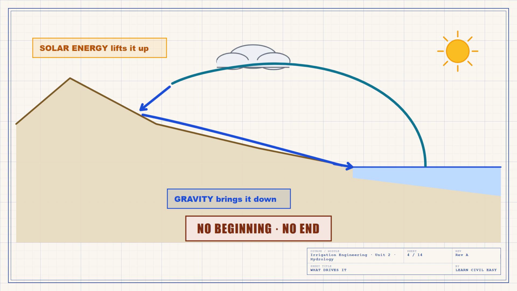What changes is where the water is and when it is there, and that water in the wrong place at the wrong time is the problem every dam, every canal, and every reservoir in this subject is built to solve.